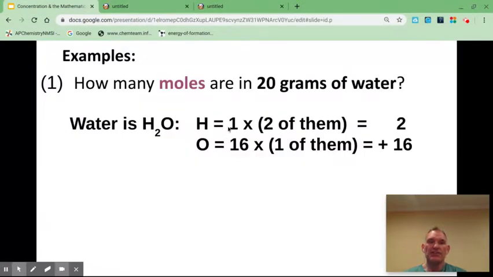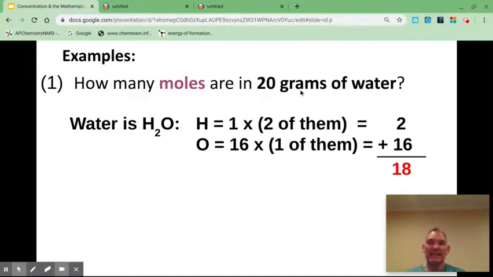So if H weighs 1 and O is 16, notice what we're doing is, because there's two H's, H2O, I multiply 1 times 2 and get 2. Because there's only one O, it's 16 times 1 is 16. And I'm going to add those together. That is my total.